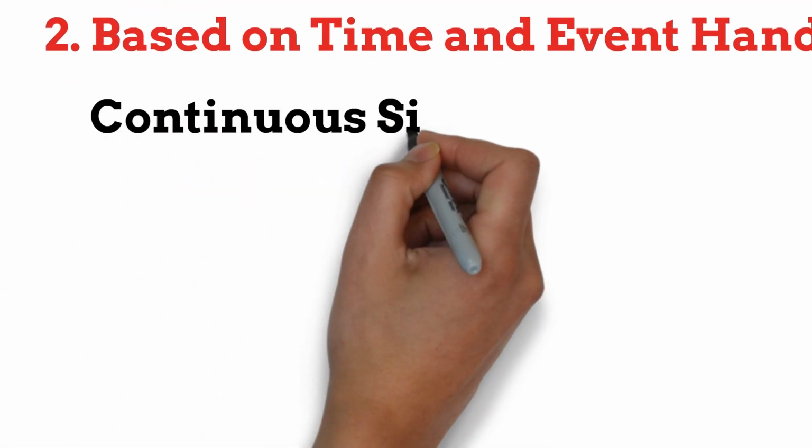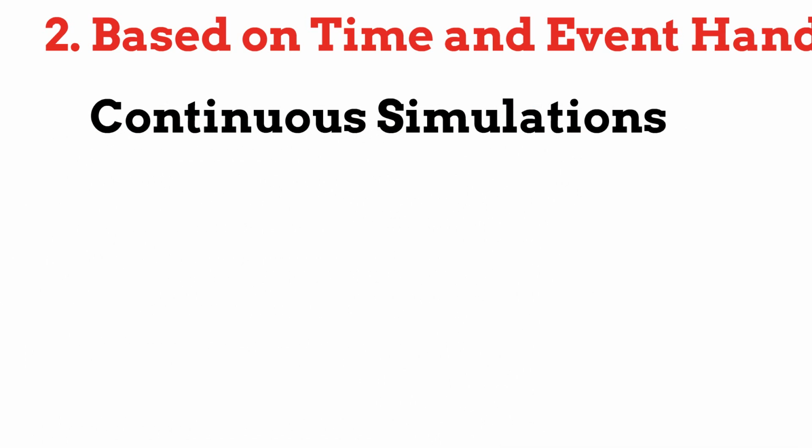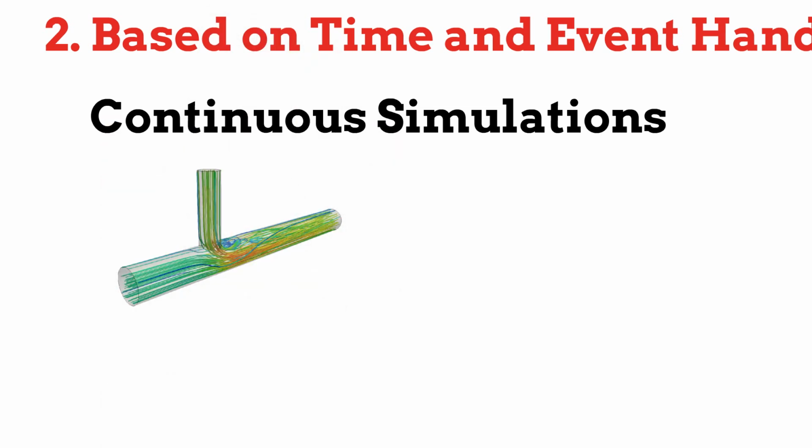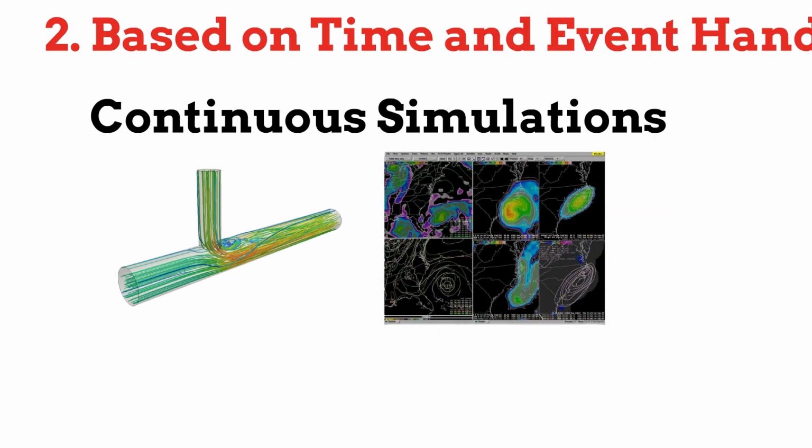Continuous simulations. These simulators model systems in which the variables change continuously over time. Such as simulating fluid flow in pipes to optimize the design of a plumbing system. Or simulation for weather forecasting.